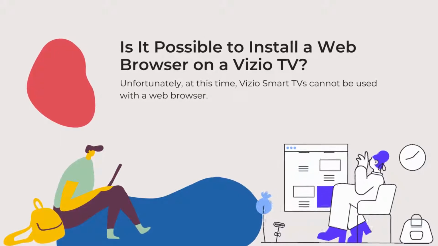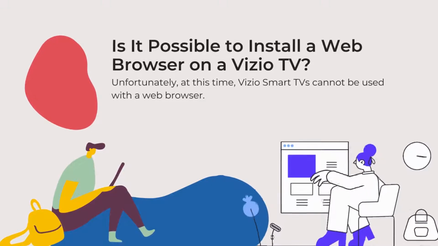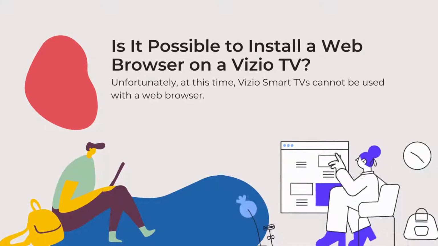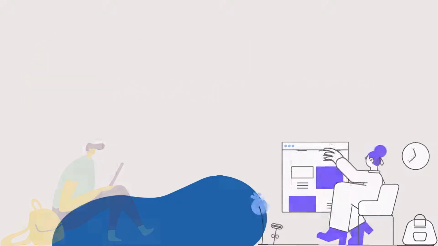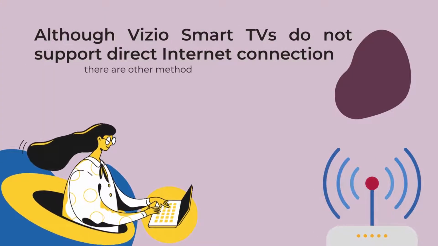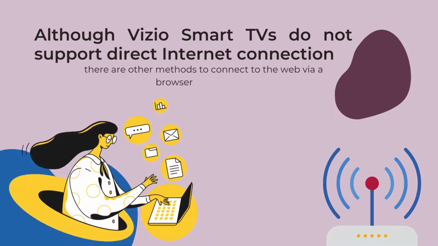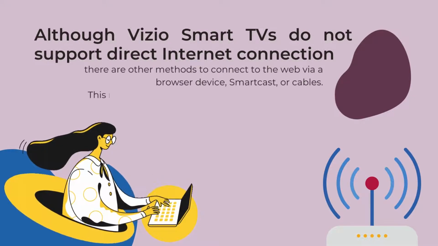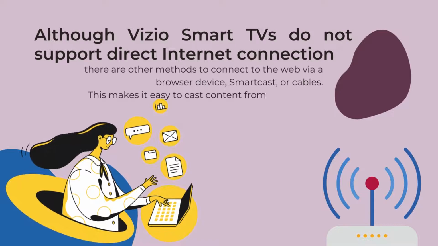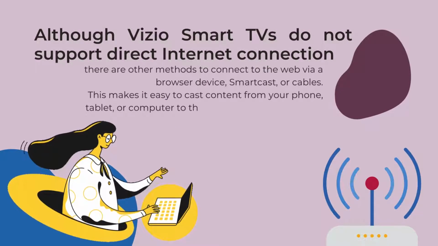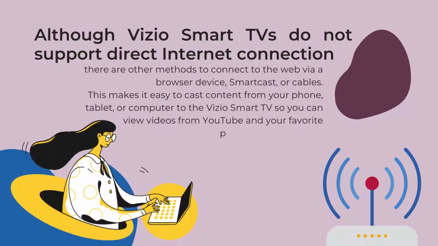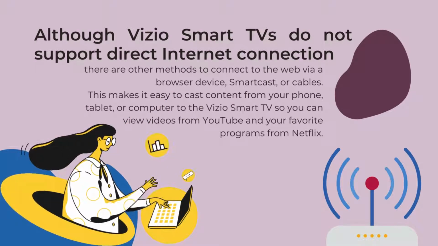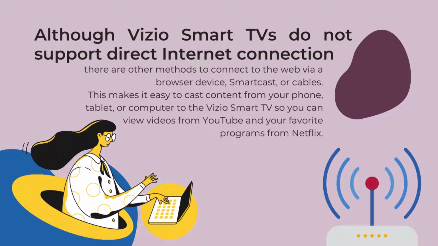Is it possible to install a web browser on a VIZIO TV? Unfortunately, at this time, VIZIO smart TVs cannot be used with a web browser. Although VIZIO smart TVs do not support direct internet connection, there are other methods to connect to the web via a browser device, SmartCast, or cables. This makes it easy to cast content from your phone, tablet, or computer to the VIZIO smart TV so you can view videos from YouTube and your favorite programs from Netflix.